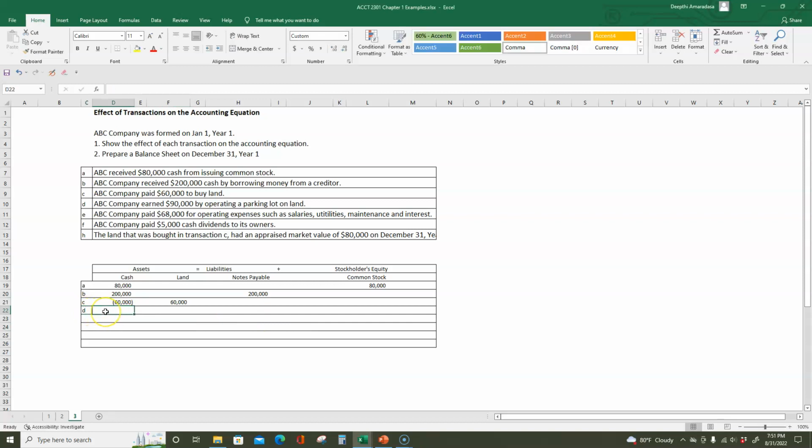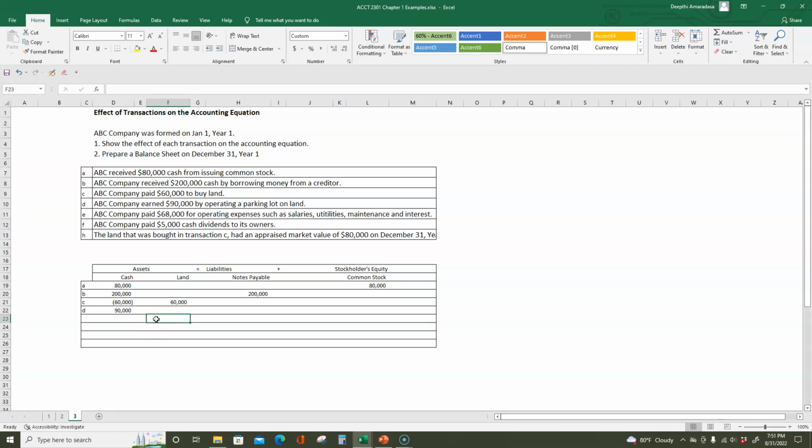Transaction D. It says ABC Company earned $90,000 by operating a parking lot on the land. So now we're looking at providing a service. We know that whenever a company provides a service or sells goods, we call that revenue. And the company just earned $90,000 worth of revenue, and they received cash for that revenue. So we know that our cash increased. I'm going to put $90,000 cash because I know my cash increased.